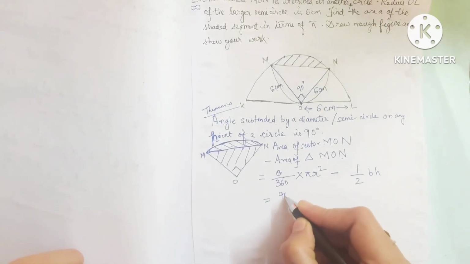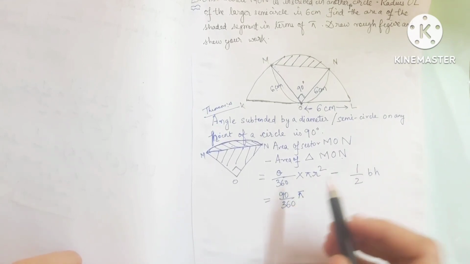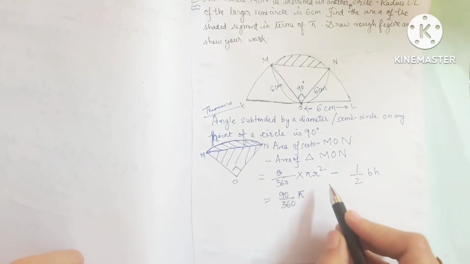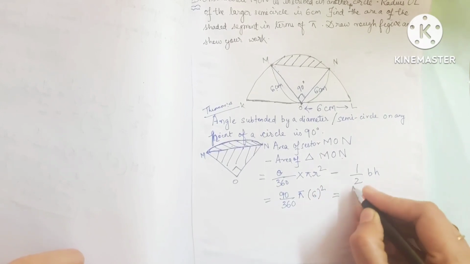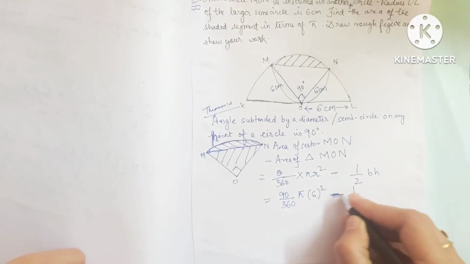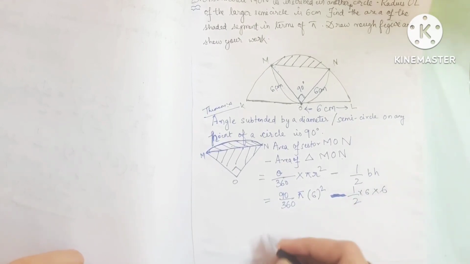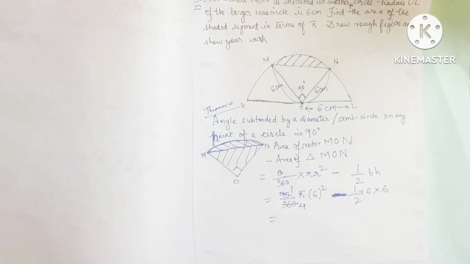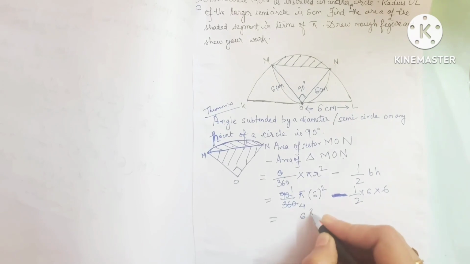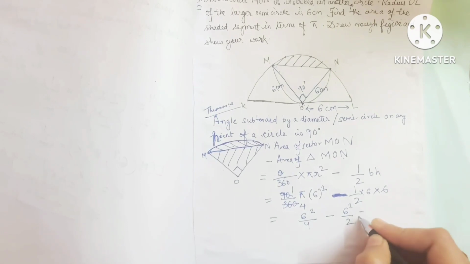So what it will be, 90 by 360. मुझे pi का value नहीं डालना है because I need to find the area in terms of pi. So I am not putting the value of pi, I just need to substitute here the value of r is 6 square, half into, sorry, this is subtraction, minus, okay, minus half into 6 into 6. So 9 ones are 9, 9 fours are 36, right? Then क्या बच गया, 6 square by 4 minus 6 square by 2, right?